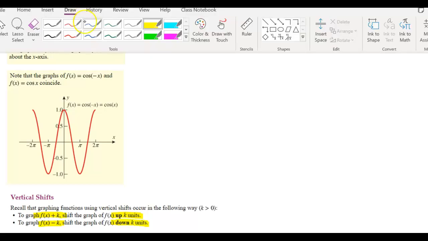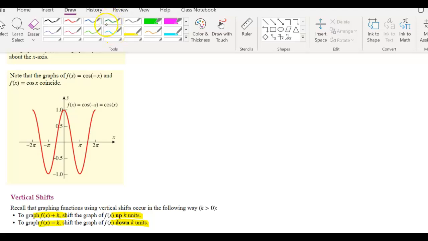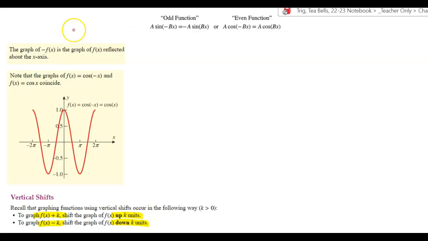Okay, and this will stay true for a whole lot of our functions that you're going to graph through your math career. Any sort of constant being added to any sort of function will usually move it up or down depending on if it's positive or negative.